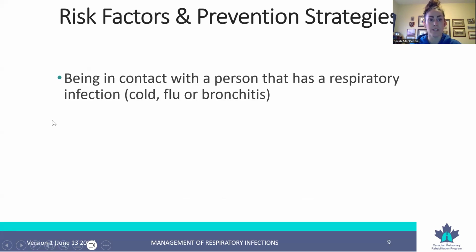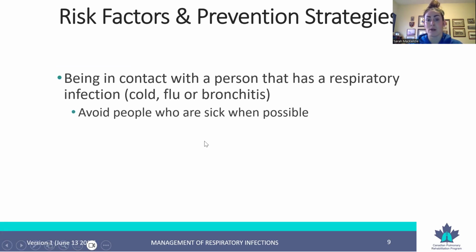Okay. Next, being in contact with a person that has a respiratory infection. Avoid people who are sick when possible. I'm sure all of us with a chronic respiratory disease have realized that other people get sniffles, mild colds. We don't get mild colds, we get pneumonias. You can spend the day with someone who has a mild sniffle, and next thing you know, you're on antibiotics and prednisone, and it's 2 weeks of feeling absolutely yucky before you feel back to yourself again. The best strategy to avoid that is to avoid people when they're sick.